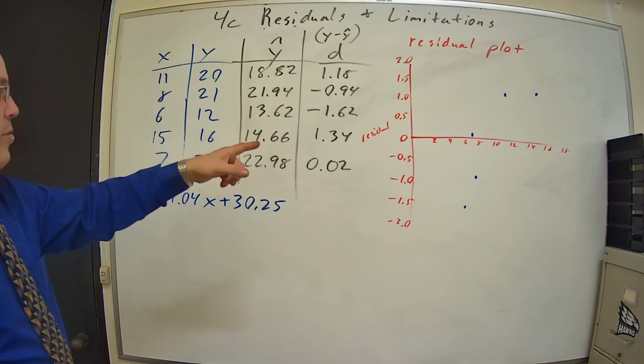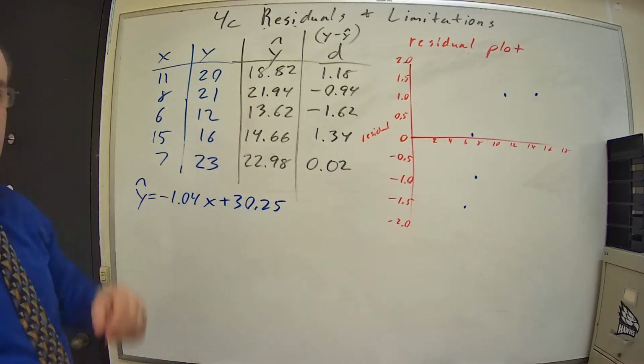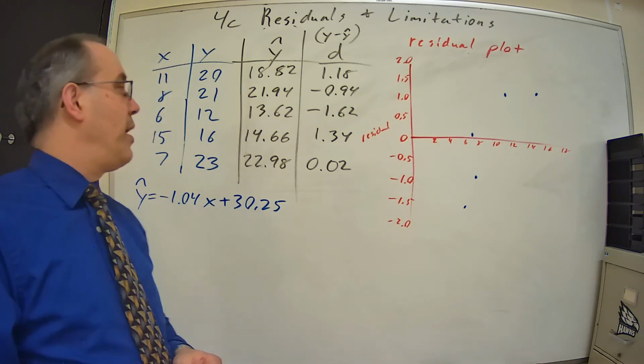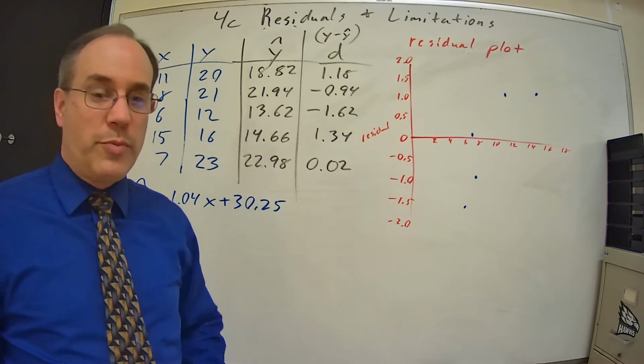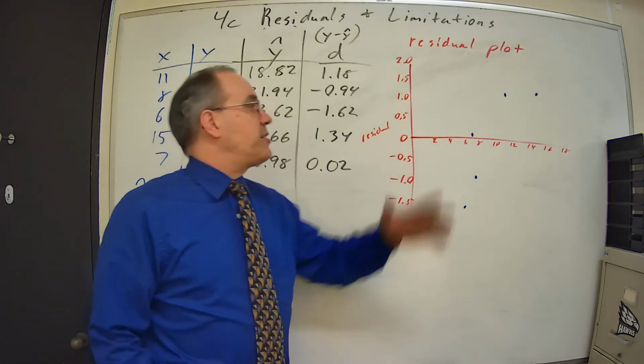15, 1.34. 7, 0.02. And make sure we don't have any negatives in the wrong spots or anything, so we're good. But that's our residual plot.